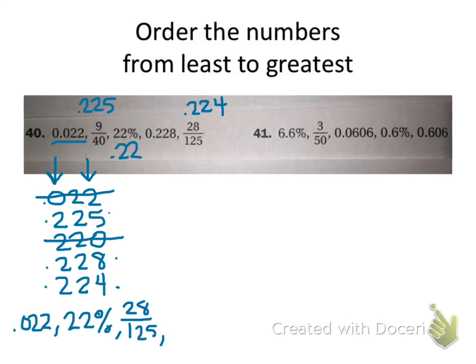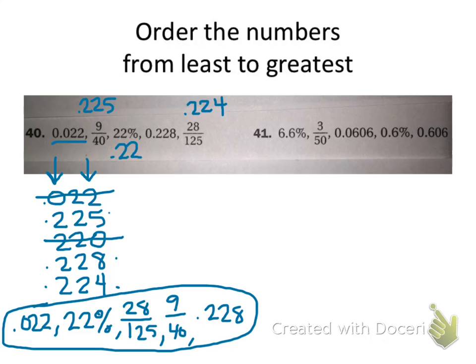The second number, the 9 over the 40. And finally the decimal, 0.228. And again, we're putting them back in the original form. So this becomes our answer. I don't want to see your answers in all decimal form.